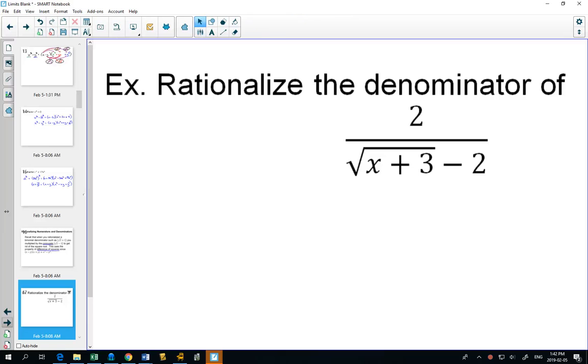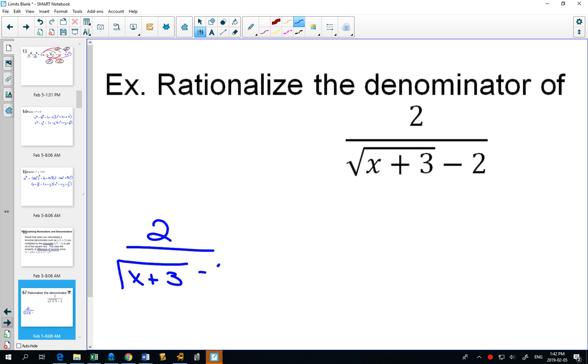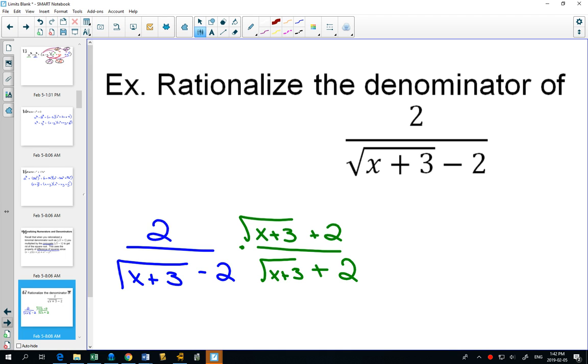So in this first example, I have in my denominator a binomial with a square root. If I want to get rid of that square root in my denominator, I could multiply by the conjugate. What does that look like? Well, the conjugate would be the same first term, same last term, with a different sign in the middle. And if I multiply the bottom by that, I have to multiply the top by that.